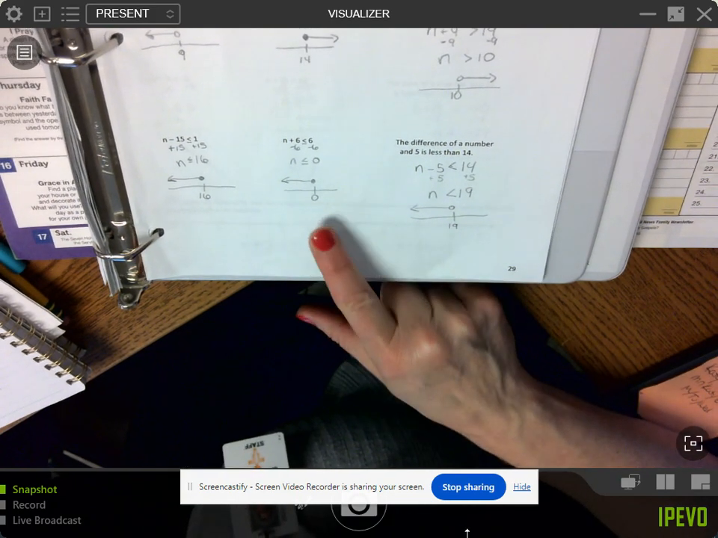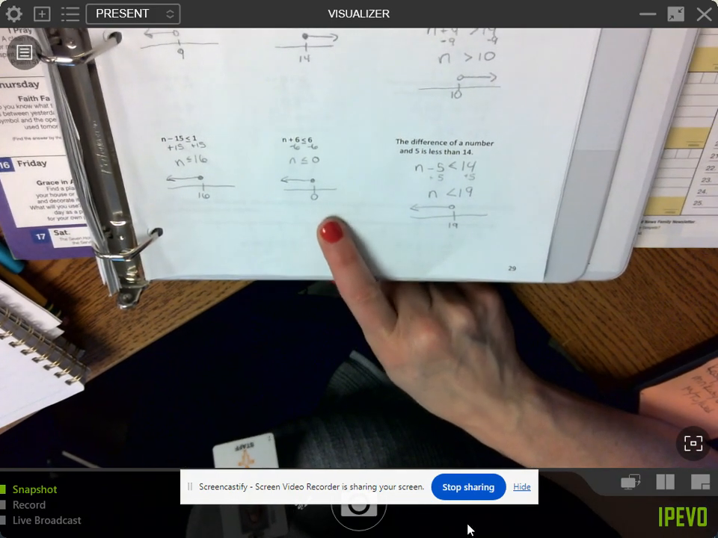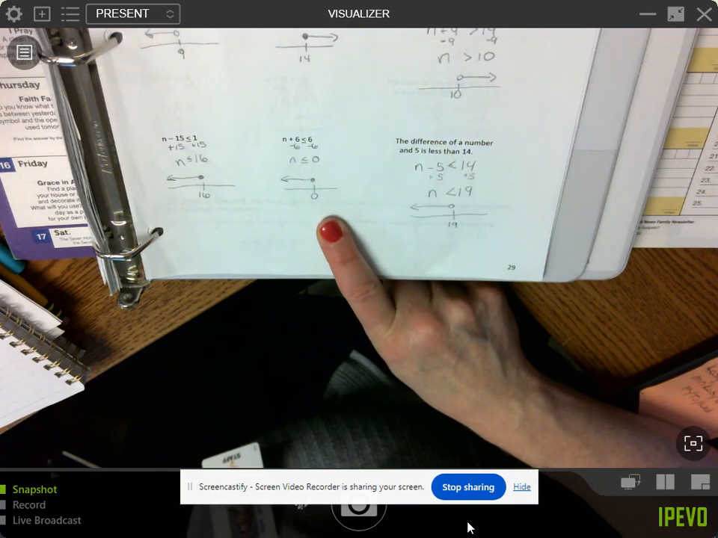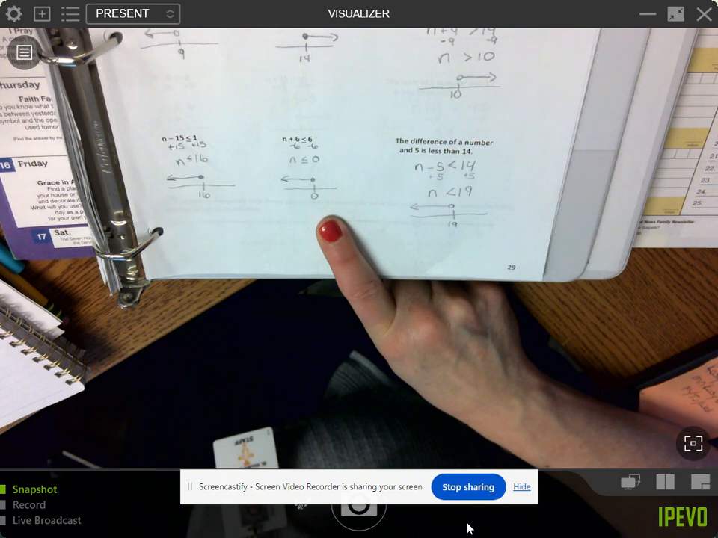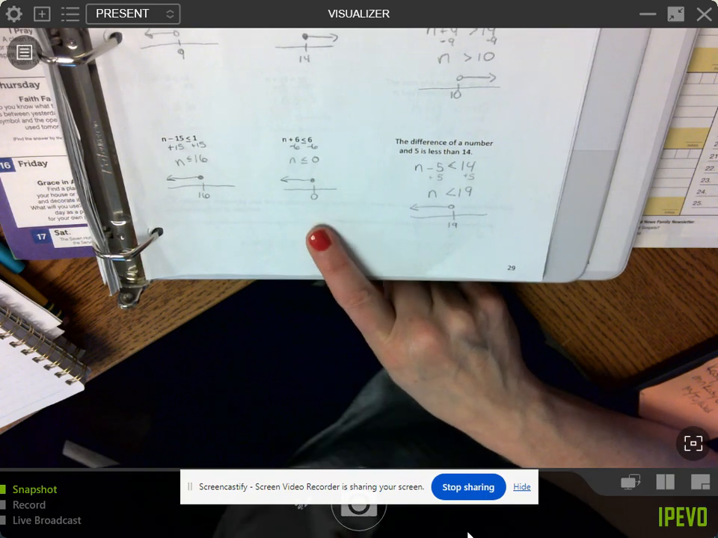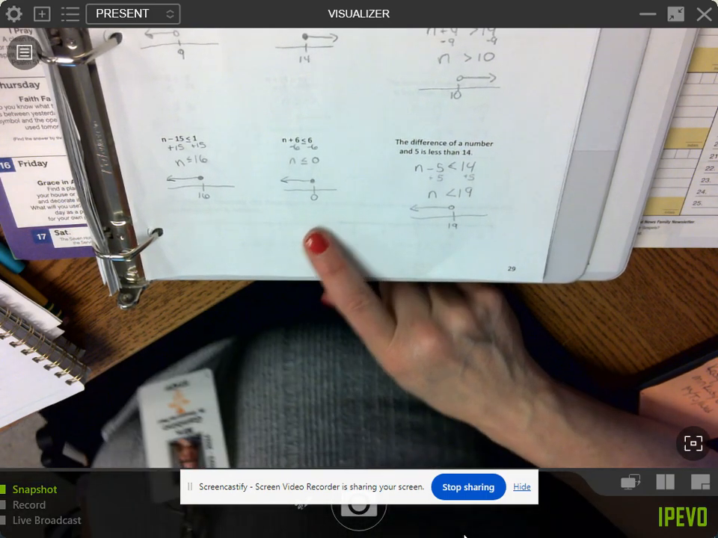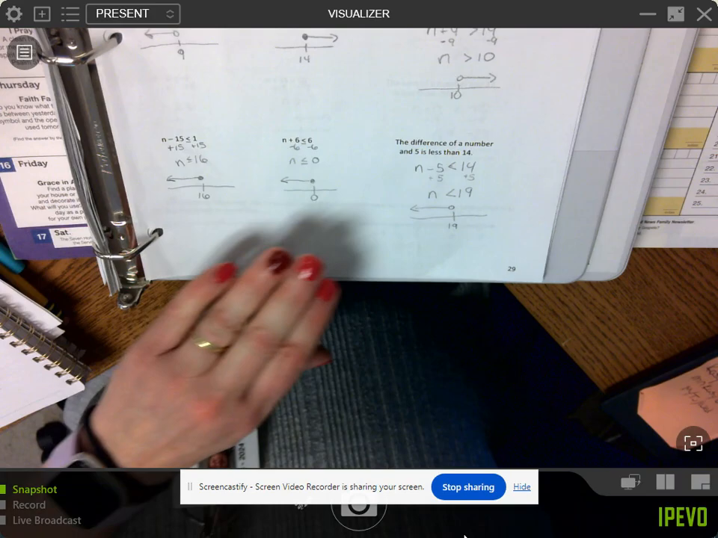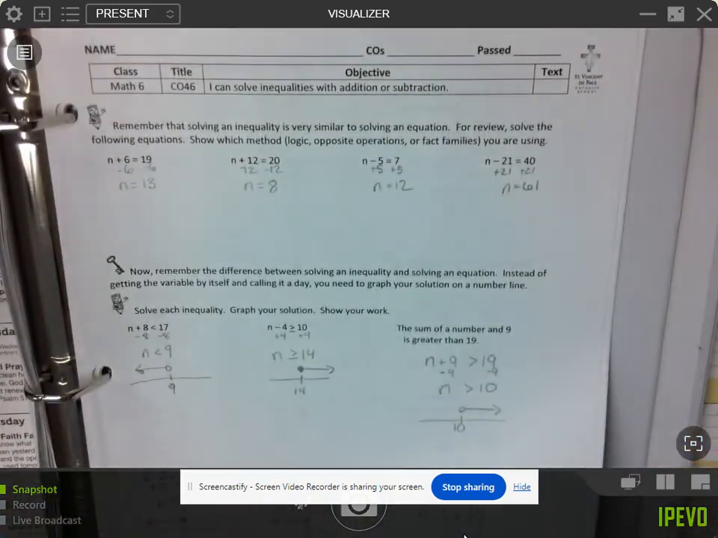I know a lot of people came up and were asking me about that 0. Could that be the right answer? 0 is on the number line. It can be a 0. It can be a negative number. Okay. So this one, it is equal to 0. So no questions on that one? All right, let's turn our page.